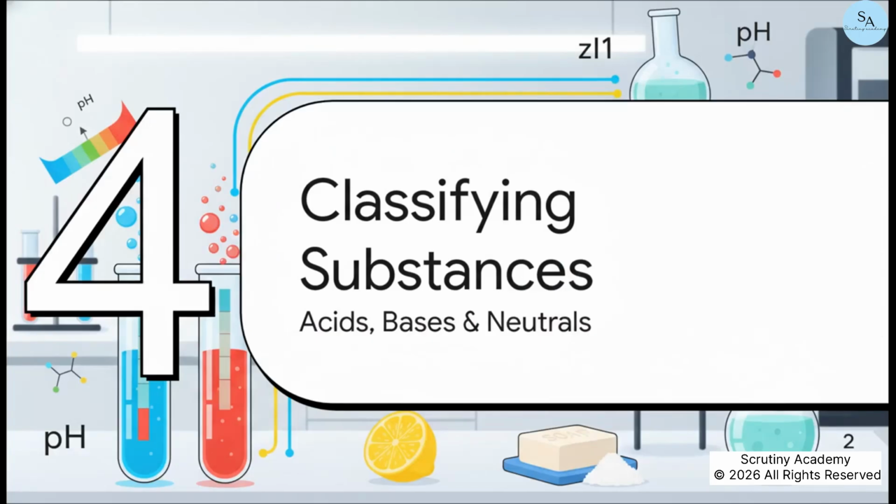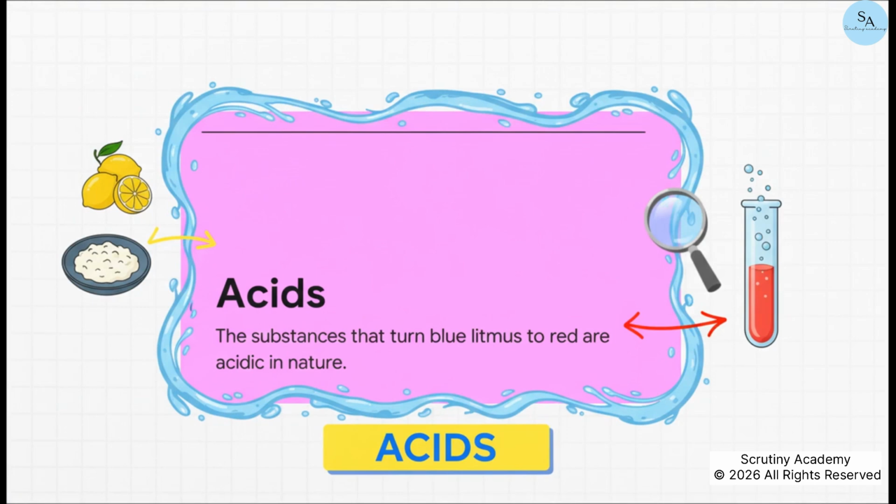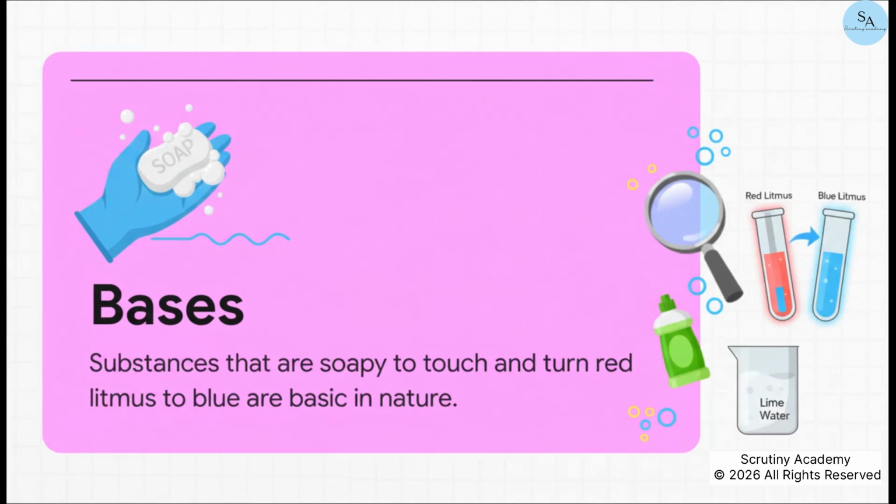So, using this litmus test, we can now confidently classify pretty much any substance into one of three fundamental groups: acids, bases, and neutrals. First up, we have the acids. The name itself kind of hints at their classic sour taste. And chemically speaking, they're defined by one thing: their ability to turn that blue litmus paper red. On the other side of the spectrum, we've got bases. These substances often feel kind of soapy or slippery to the touch, and they're the ones that turn red litmus paper blue, doing the exact opposite of what acids do.